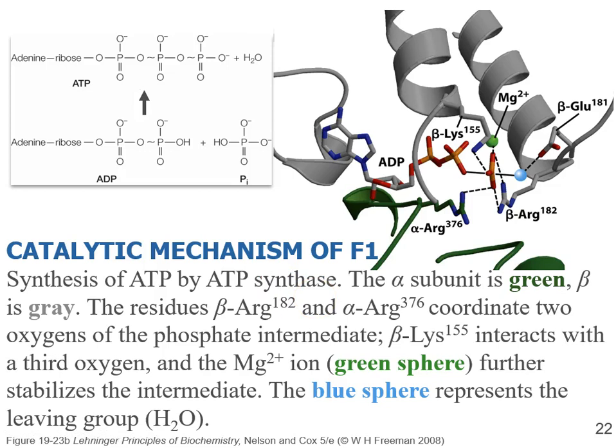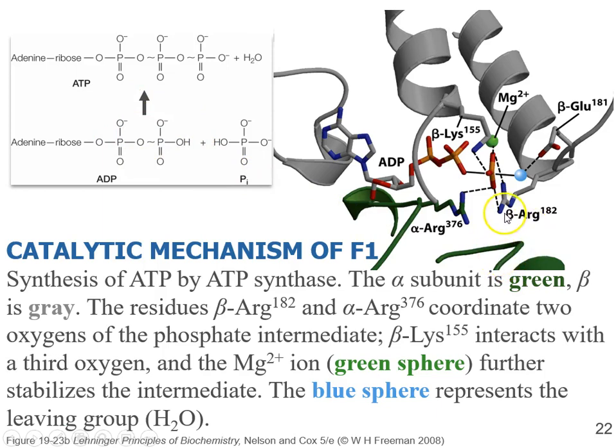So the alpha subunit is shown in green, so you can see that largely the beta subunit is where the active site is, but of course the alpha subunit is close by and plays a role in catalysis. So we have two residues, ARG182 and ARG376 on the beta chain. You might remember that those are positively charged, and over here we're making ATP from ADP and phosphate. So we have quite a lot of negative charges here.